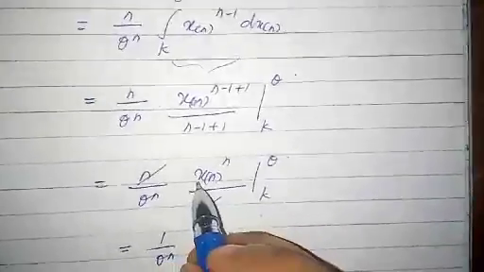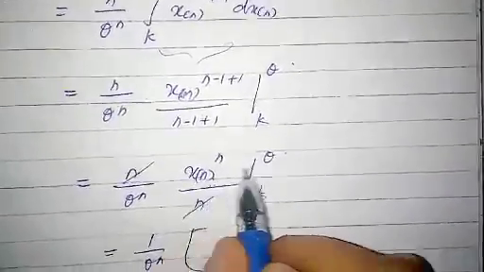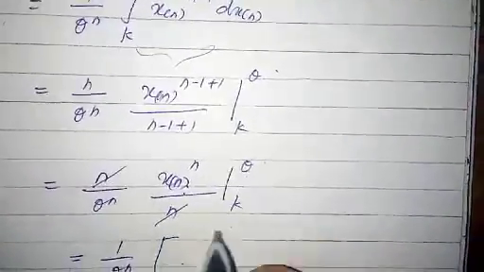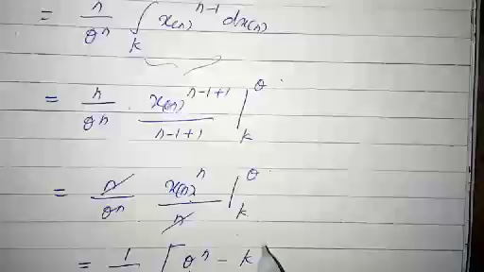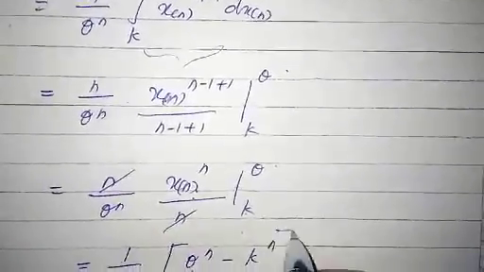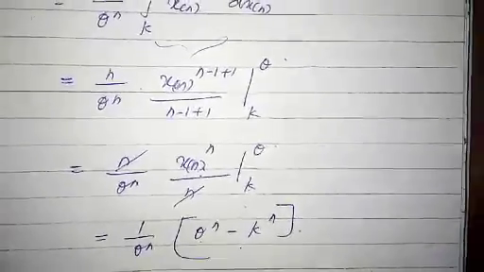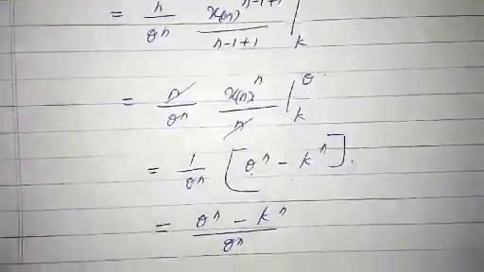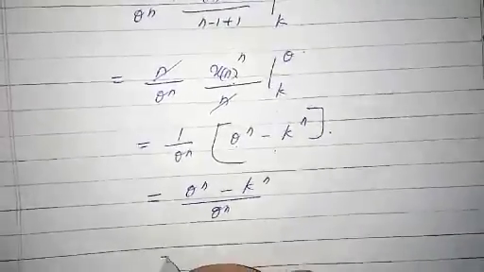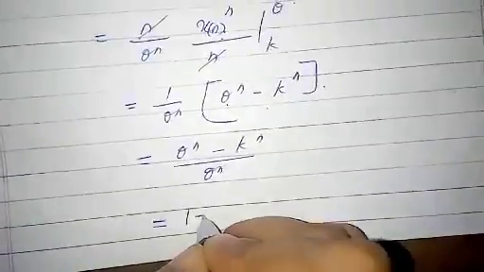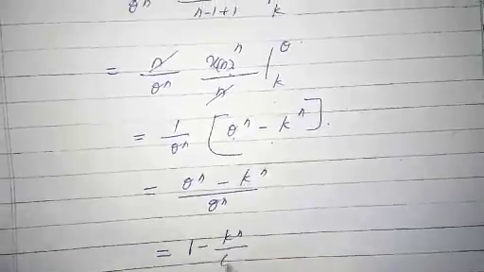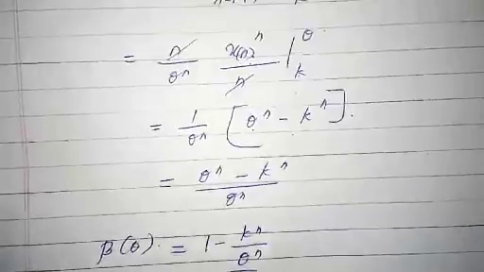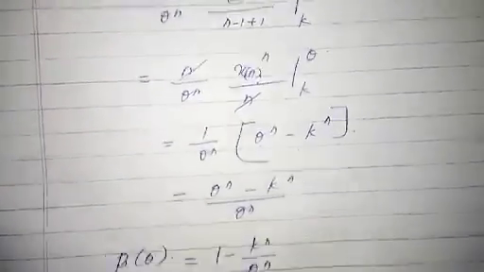Then substitute the value for xn. Here xn is replaced by theta, right? Theta power n minus the lower limit k power n, which is equal to theta power n minus k power n divided by theta power n. Understood? Which is equal to, we can write this term as 1 minus k power n divided by theta power n. This is beta of theta.